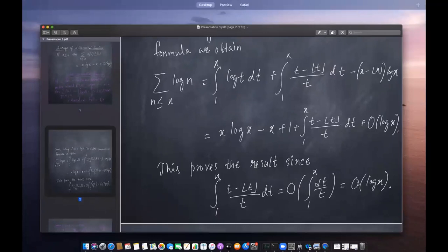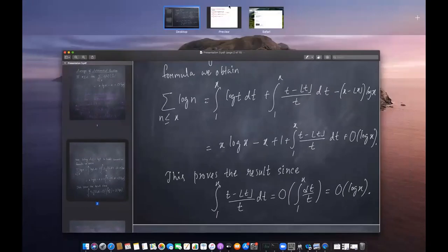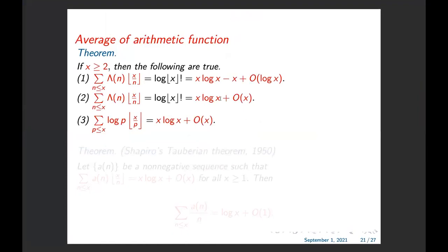So now next, again, go back to the slides where we are. Yes. So we have proved the first identity. Second is trivial. I have said earlier that since log of x is less than x, we can absorb this by big O of x. And this is also a similar kind of calculation. So we get all this. So these two functions are averaged by this.